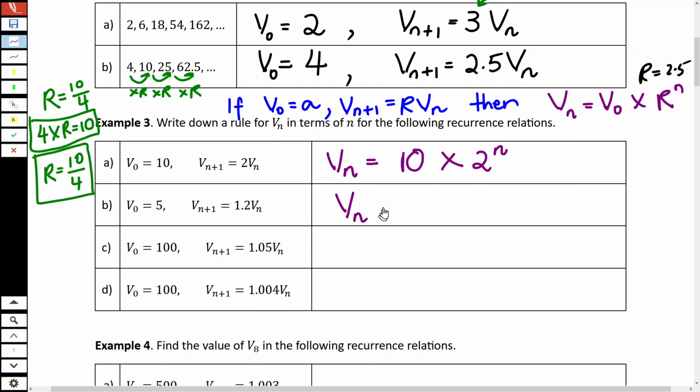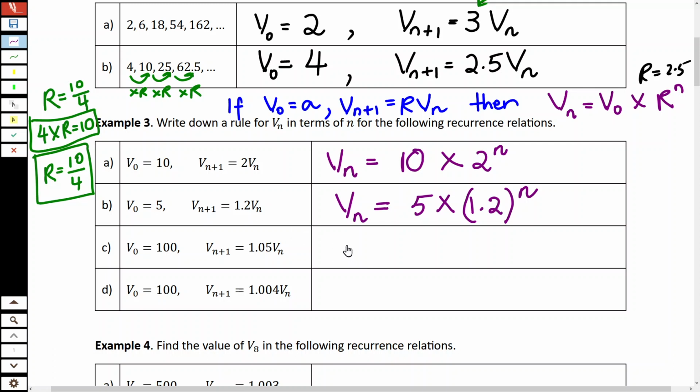All right. Let's go with Jess. Let's look at the second one, part B. What's my value for V naught here? 5? Okay, 5 times 1.2 to the power of n. Good. 5 times 1.2 to the power of n. I like to put brackets around it. You don't have to. I'm very used to doing that. So I'll leave it up to you whether you want brackets or not.